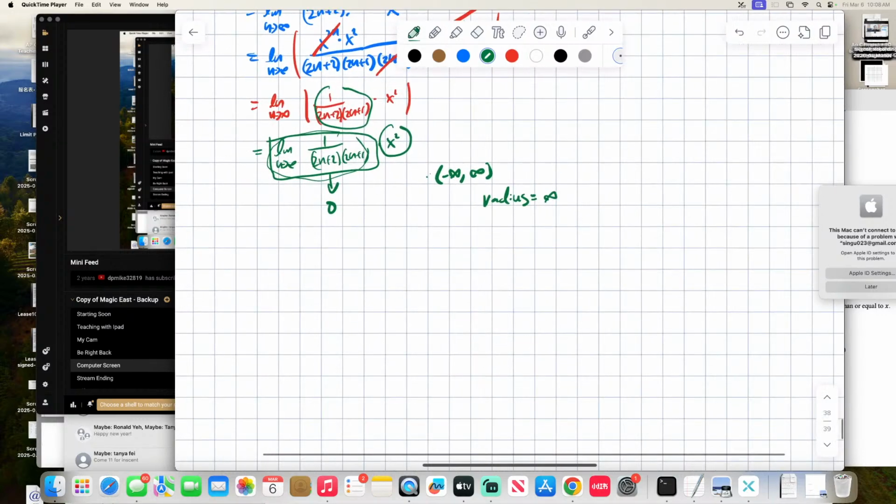Okay, this one's slightly easier. Summation of n equal to 1. I think the previous one's kind of hard.